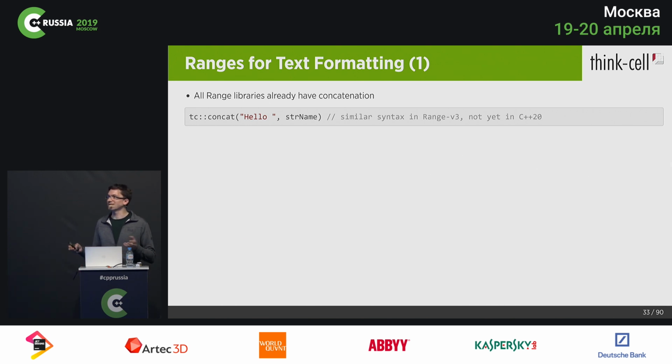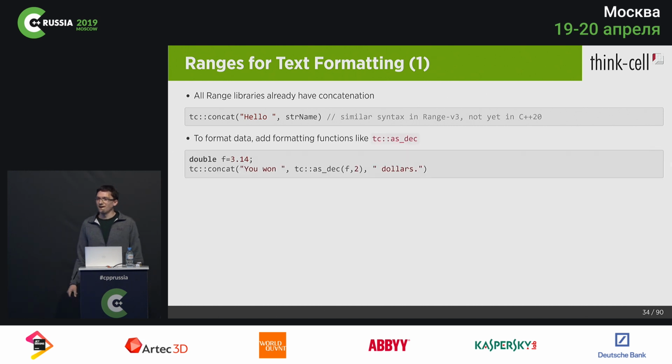We can concatenate strings using the range library. Virtually every range library out there has a concat function. You just give it some component ranges and combine them in a new range. You can also do formatting if you add formatters that return a range of characters. In the public library, for example, you'll find functions like tcsstack or tcshex that take a number and some additional parameters and turn it into a character range. And then you can concat with that.